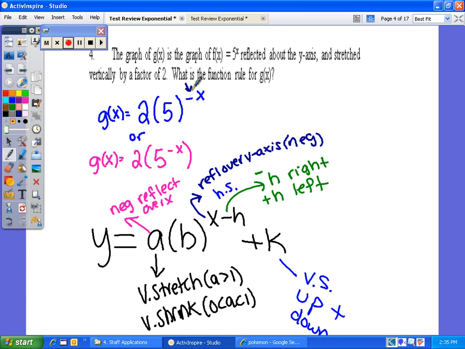So that's why here it says reflected over the y-axis. So here's my negative on my x. And then it says stretch vertically, which would be my A value, by a factor of 2. So that would be your answer to the question. Now someone in 4th period asked if they can put the x on the inside. I said yes, but it's most likely that you should be looking at the first choice.